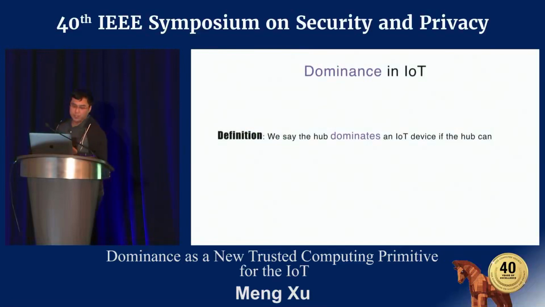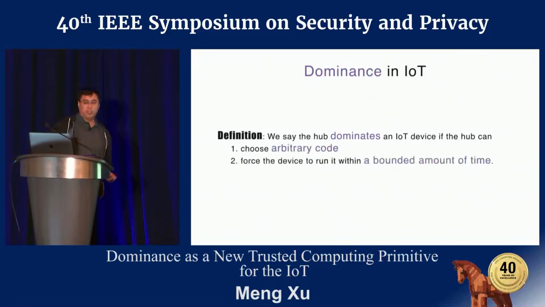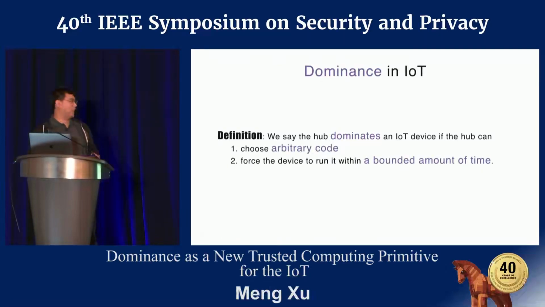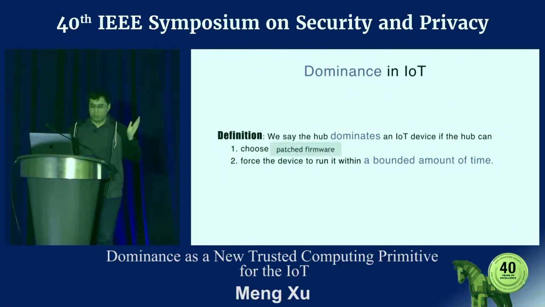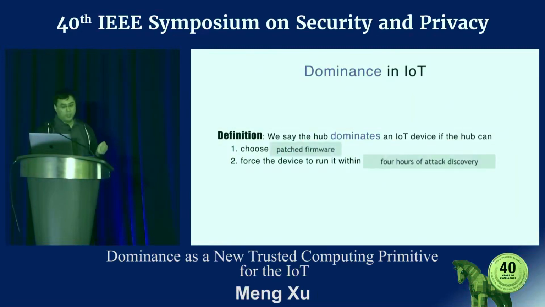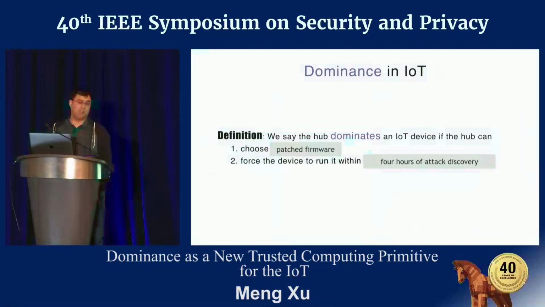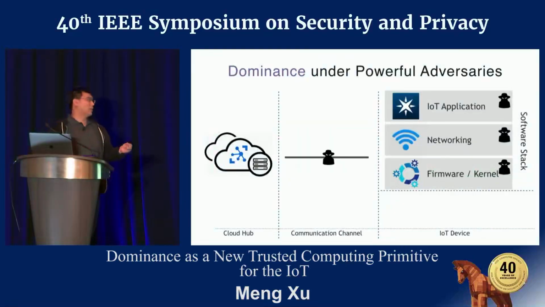It's called dominance. We say that an IoT hub can dominate an IoT device if the hub can choose arbitrary code and force the device to run that code within a bounded amount of time. In the example of a device hacked by the attacker, the arbitrary code can be the patched firmware, and the bounded amount of time can be, say, within 4 hours of attack discovery. Basically, we want to recover the device within 4 hours of attack discovery. So how do we do that under a powerful adversary?